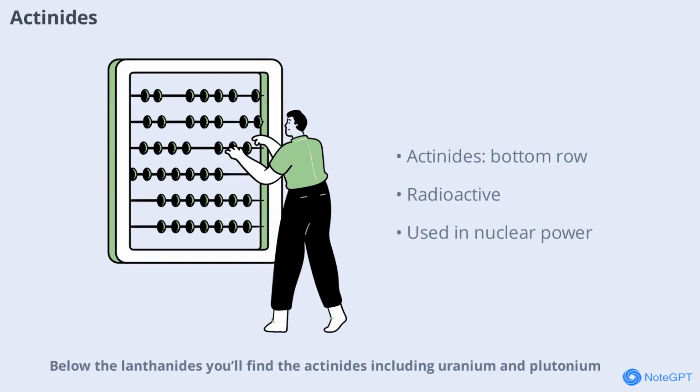devices. Below the lanthanides, you'll find the actinides, including uranium and plutonium. These elements are radioactive and are used in nuclear power and medicine. Actinides are rare and often unstable, but their unique properties make them important for energy production and scientific research.